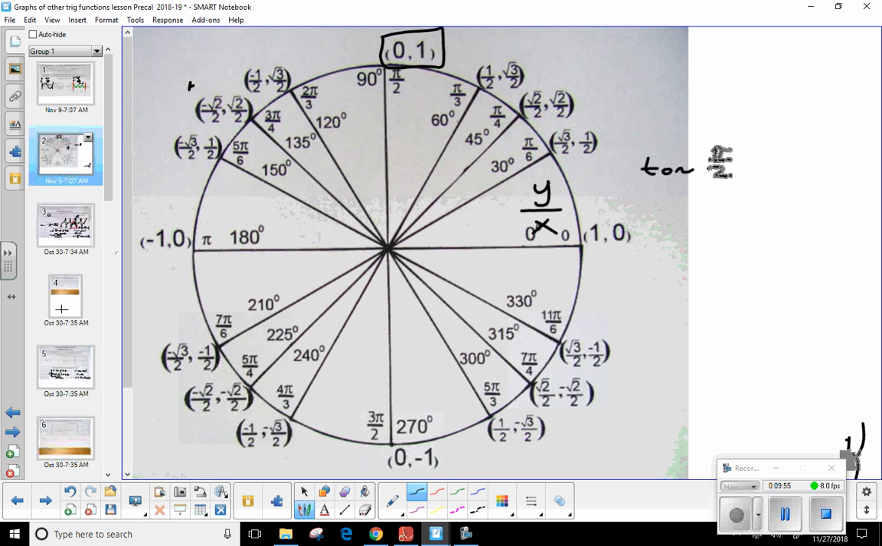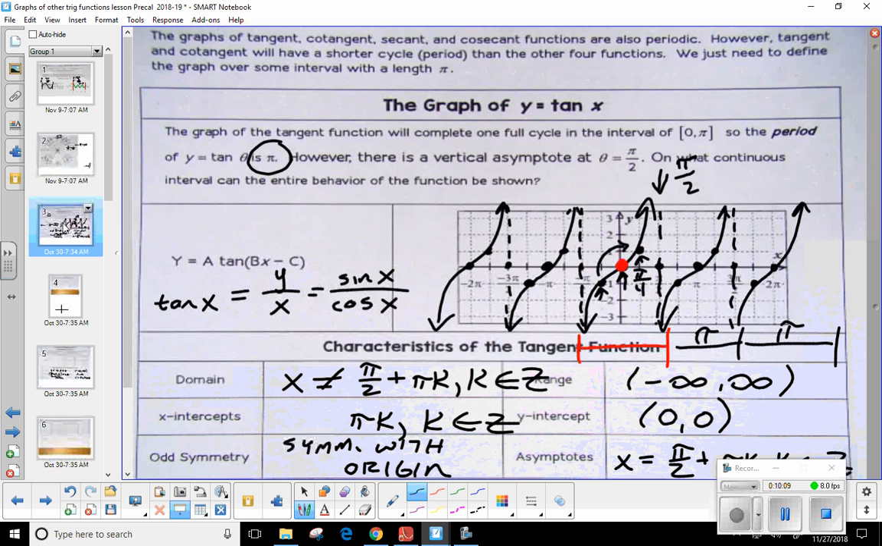So this ordered pair, the 0, 1, I'm going to take the y and divide by the x, but remember we can't divide by 0. So that's why we have asymptotes. There are places where tangent can't be evaluated, and that's why you'll be dividing by 0. Now, one of the other things we brought up, in one period, we still have those 5 critical values.